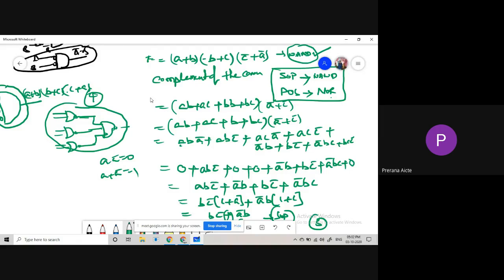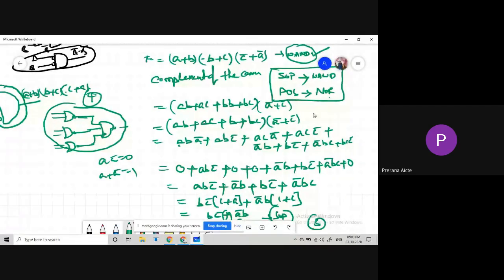The given expression is in the form of POS. If you apply this technique, complement of the canonical form, it will be converted to SOP, right? Yes, sir. Based on the SOP expression, we can easily calculate the number of NAND gates. So this is the way to calculate the number of NAND gates, okay?